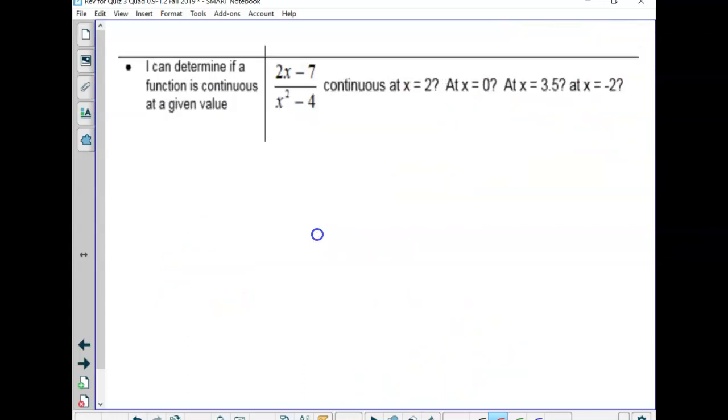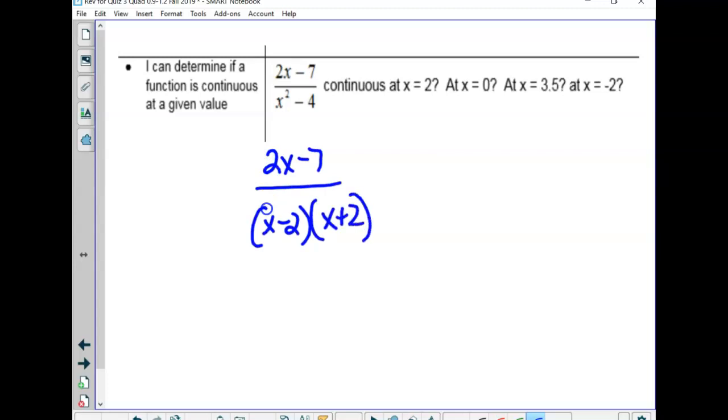This was new yesterday, so can we talk about this one real fast? Is this continuous at 2, 0, 3.5, -2? Any of those? What is the rule, guys? Yeah, if you factor the denominator, it's not continuous at 2 because it would make the denominator 0.